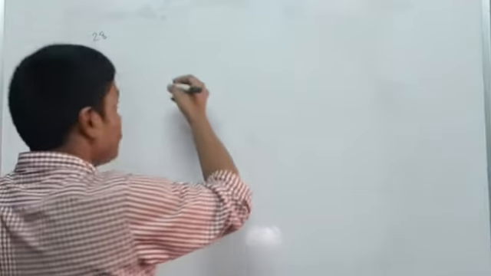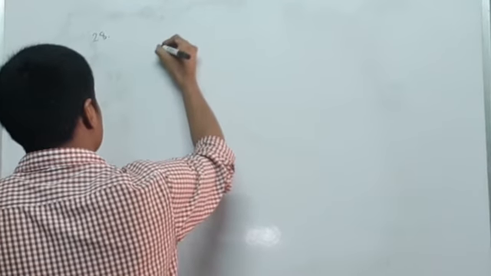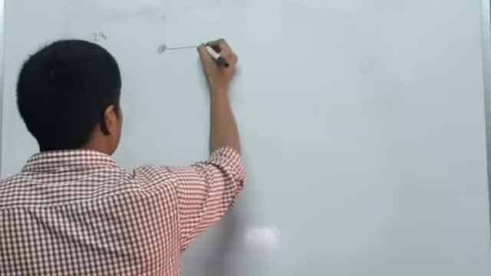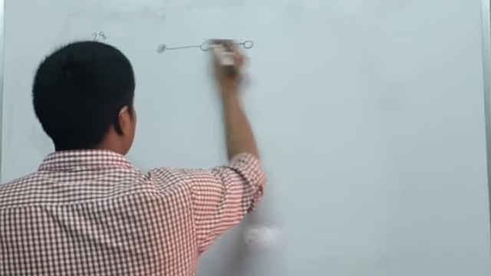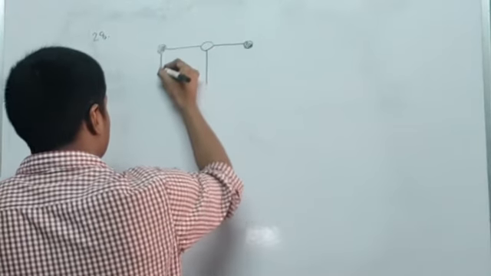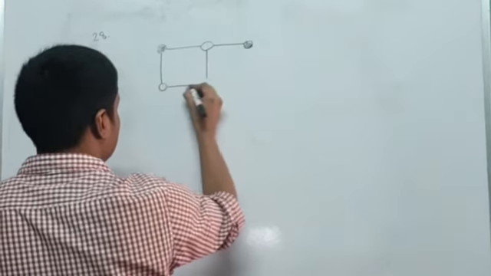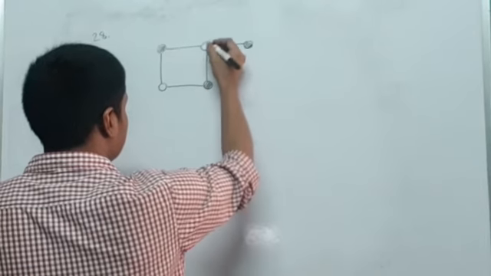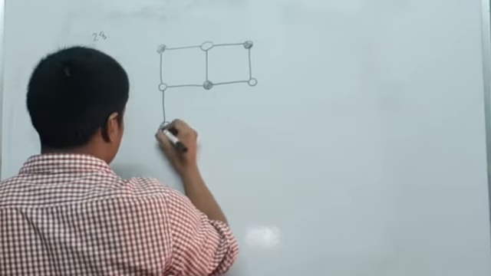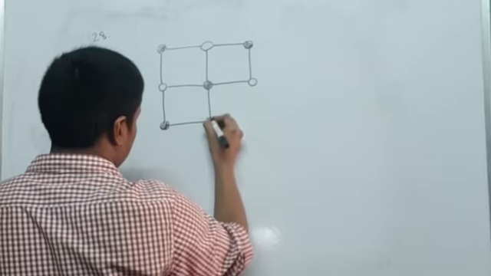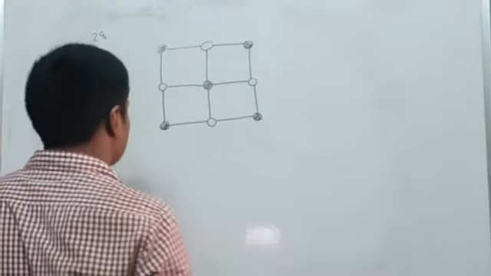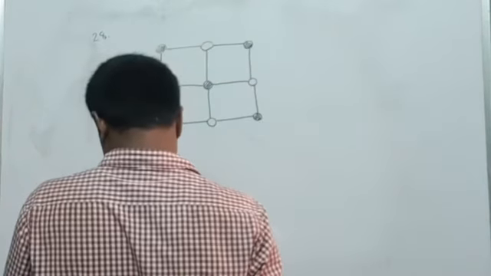Let me draw the lattice for you here. Instead of black and gray spheres, I'm just going to draw two kinds of spheres. One is shaded and the other one is unshaded. This is a shaded sphere, this is an unshaded sphere, and they're placed alternately. So this is how it goes. Shaded sphere followed by unshaded sphere followed by another shaded sphere, and it goes on in every direction. This is how it goes on in all the three directions.